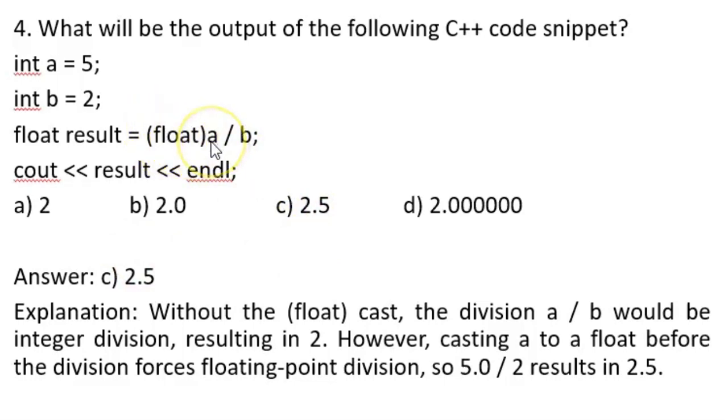And if this were int, 5 divided by 2 is 2.5, but the 0.5 is discarded and 2 is the answer. For float or double, the answer must be C. Without the float cast, division a over b would be integer division, resulting in 2. However, casting to float before division forces floating point division, so 5 divided by 2 results in 2.5.